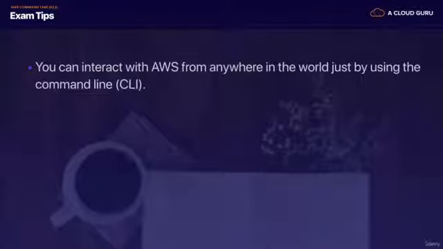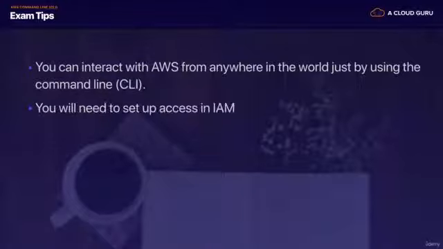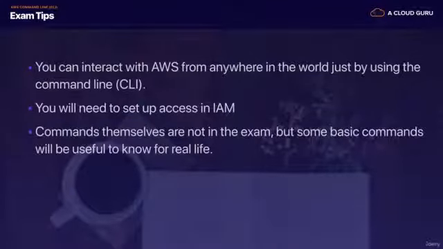So what have we learned? So we've learned that you can interact with AWS from anywhere in the world just by using the command line, and you will need to set up access in Identity and Access Management. So we set up our user, we put our user into a group, and then we applied administrator access policies to that group, which of course the user inherits.